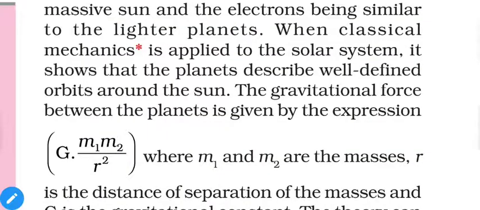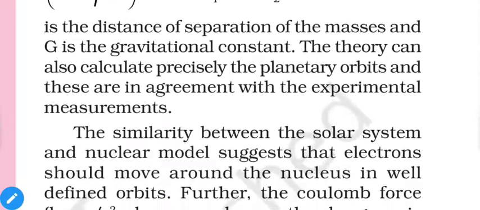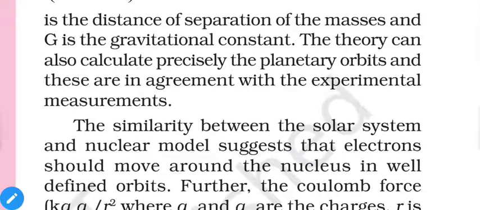So when classical mechanics is applied to the solar system, it shows that planets describe well-defined orbits around the sun, and the expression can be given as follows. The theory can also calculate precisely the planetary orbits, and these are in agreement with the experimental measurements.